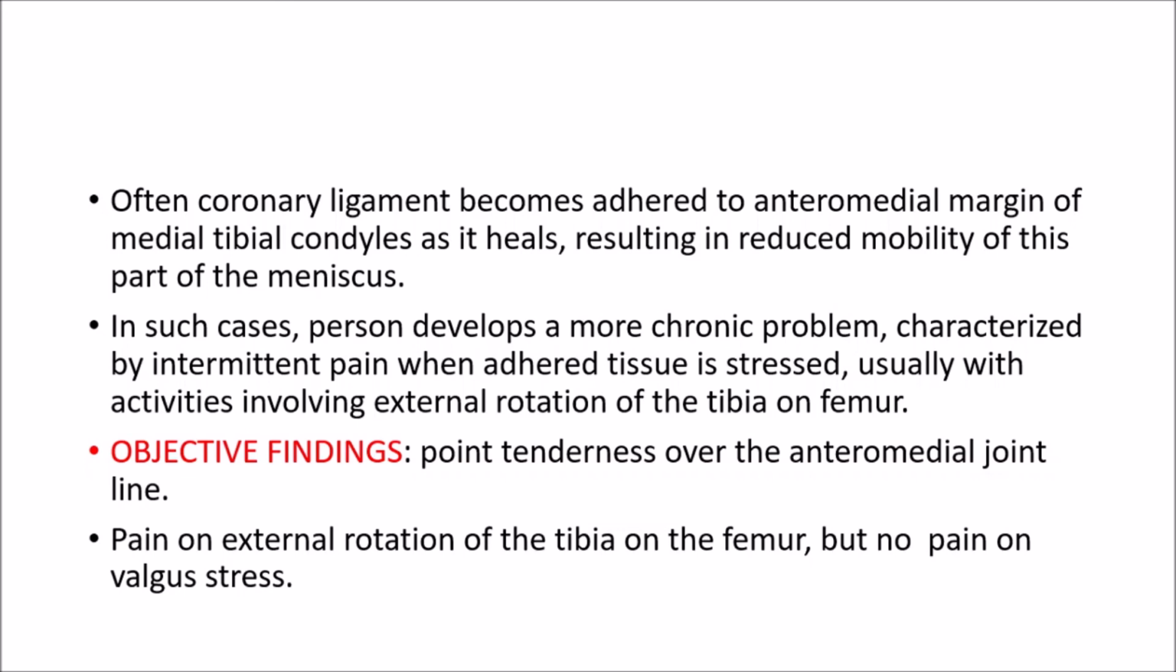Next one is the objective finding. Quadriceps atrophy, especially if the vastus medialis is involved, point tenderness over the anterior medial joint line, and pain on external rotation of the tibia on the femur, but no pain on the valgus stress.